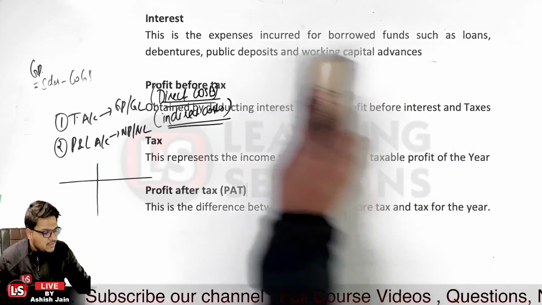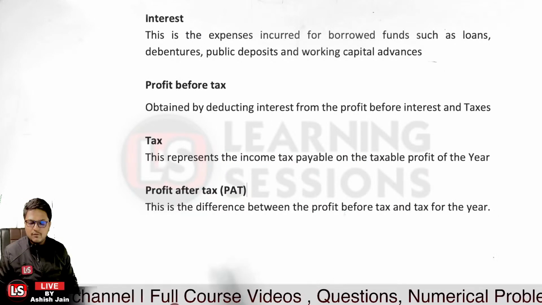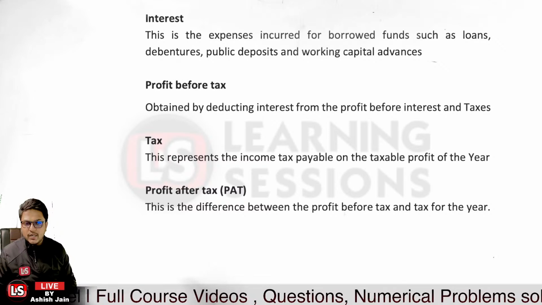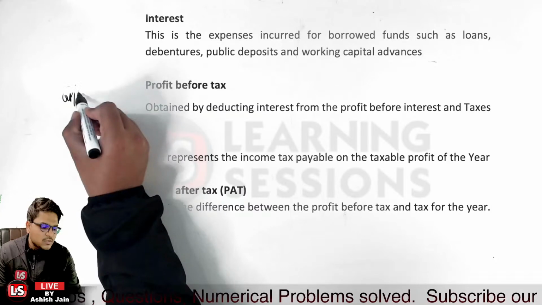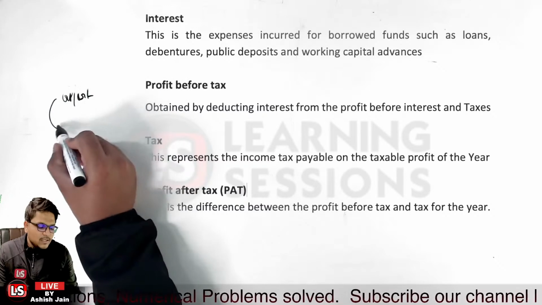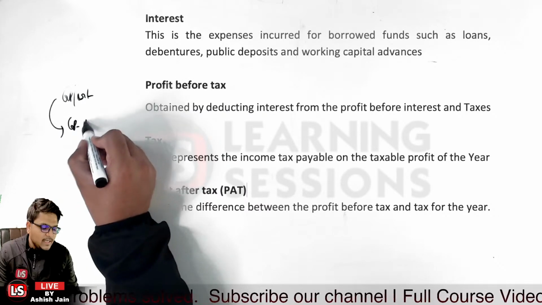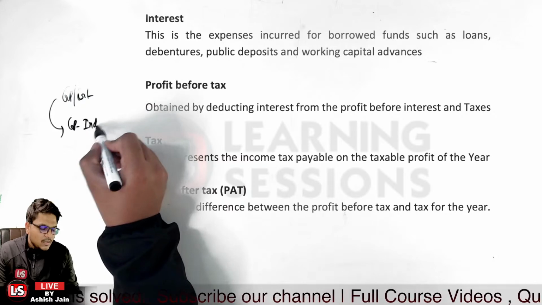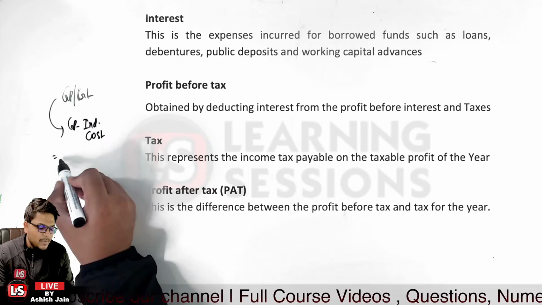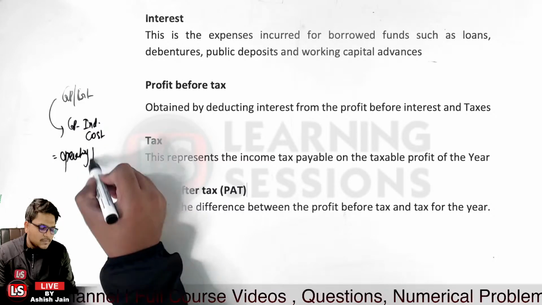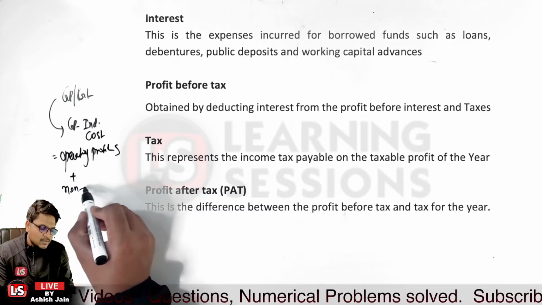Okay, so these were the different terms associated with the profit and loss account. I just told you that we ascertain the gross profit or gross loss from the trading account, and further we subtract the indirect cost or operating expenses from the same, and that gives us operating profits.